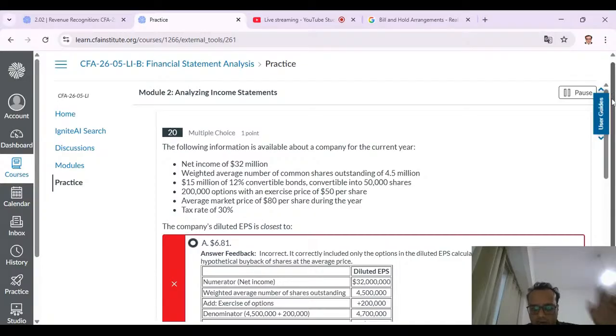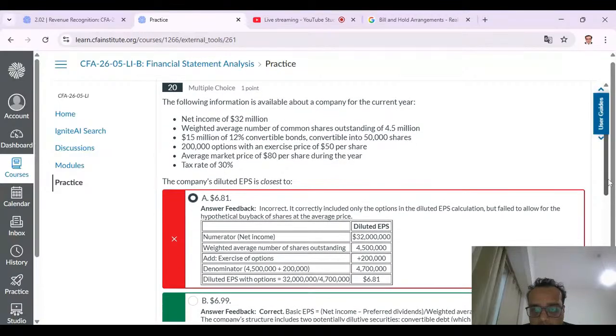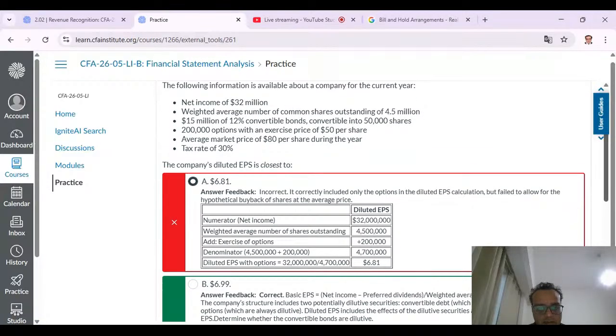Only the options in diluted EPS, but failed to allow the hypothetical buyback. We have considered 5.3. The calculation was 4.5 plus 0.05 plus 2 minus 1.25, which is 5.3. Average number of shares at exercise of options 200,000, 4.5 plus 2 included. 4.7 diluted EPS with options.